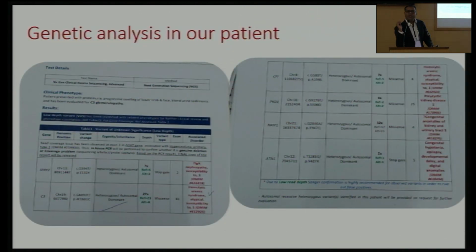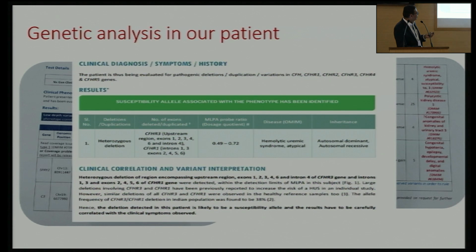We did genetic testing in our patient, and this was next generation sequencing, and I'm not sure what the diagnosis is based on. There are multiple mutations which have been detected, from IgA nephropathy to HUS. So in these patients, you need to do MLPA to find the exact mutation or genetic abnormality, and we found there is some susceptibility allele associated with the phenotype.